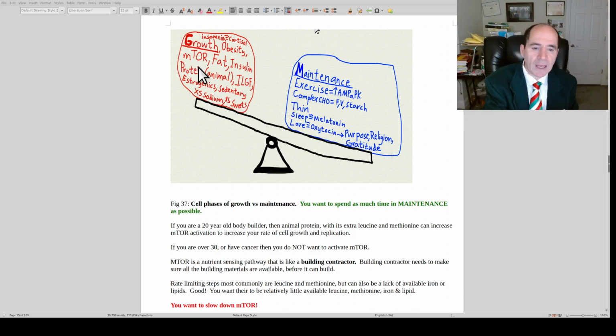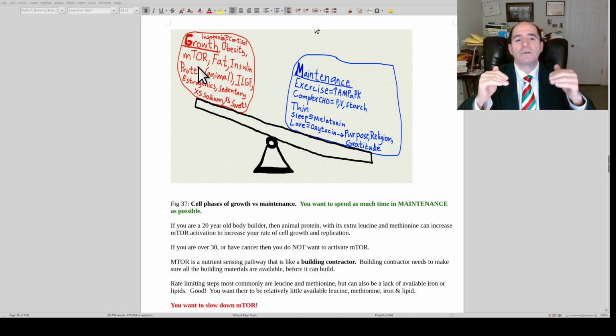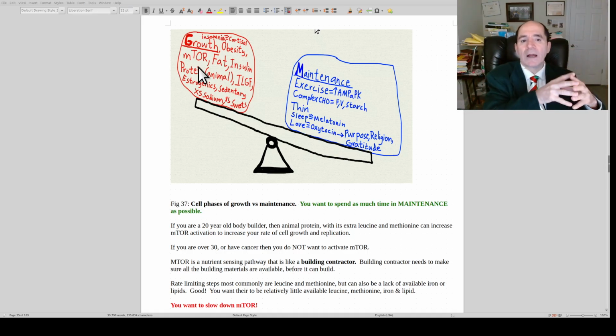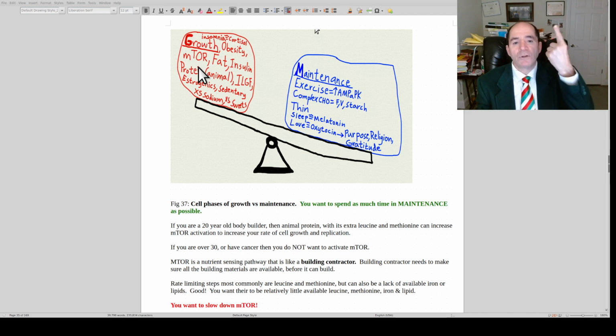Do we got the cement? Do we got the wood? Do we got the windows? Do we got everything we need? Okay, and the rate limiting steps for making a copy of another human cell is typically, do you have methionine and leucine?